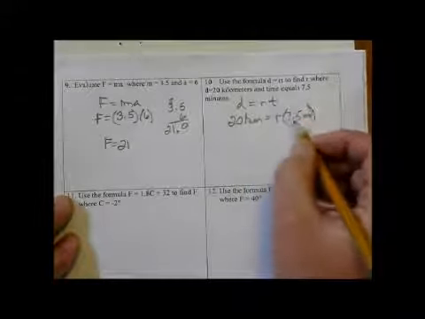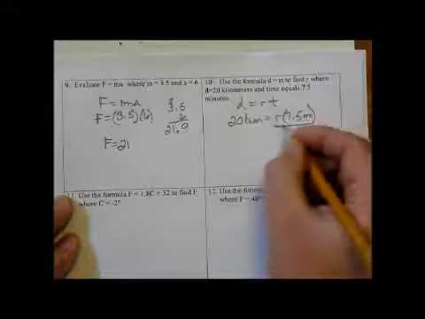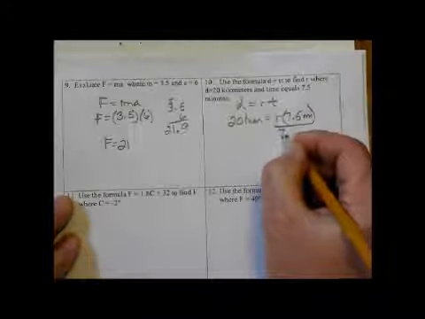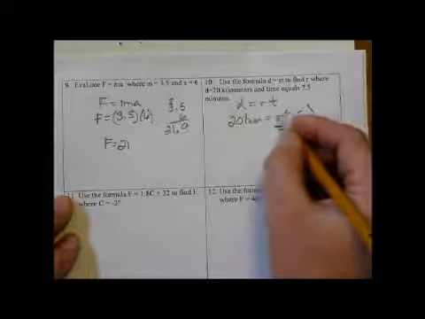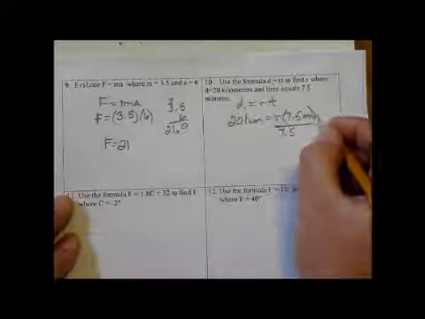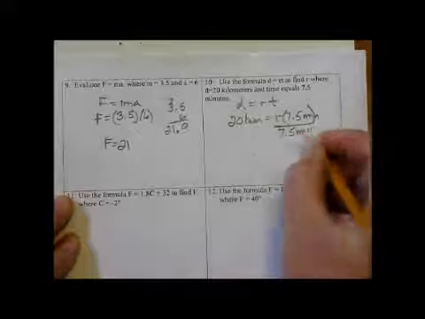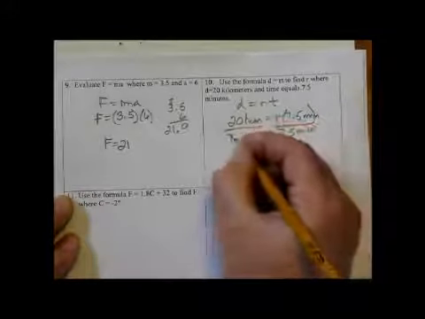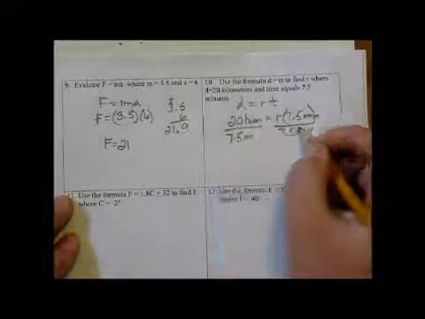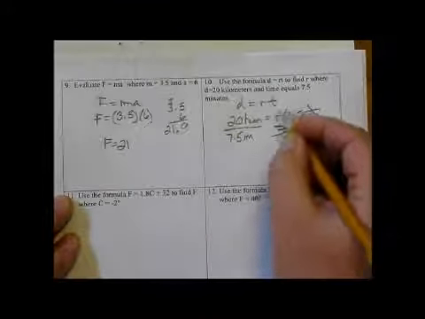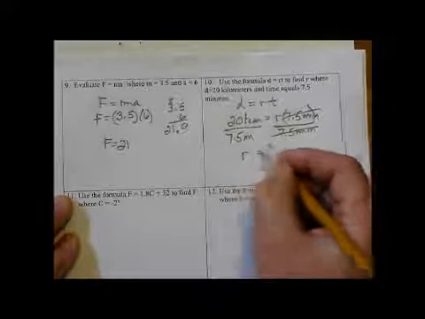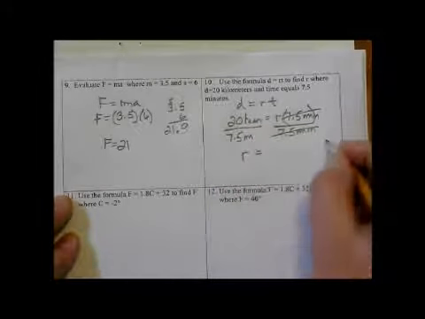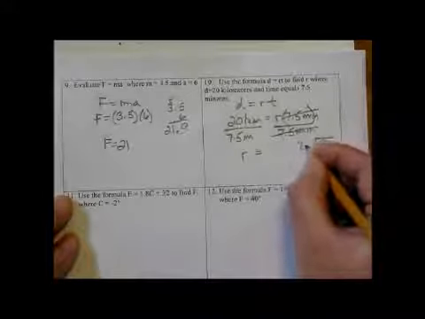Okay? To solve this, I'm going to divide each side by 7.5 because that's how I get R by itself. So my goal is to get R by itself. I'm going to divide both sides by 7.5 minutes. This cancels, so I just have R on this side. I'm going to use a little bit of reflexive property here and put the R on the left side here. But now I have this little calculation to do. So I have 20 divided by 7.5.